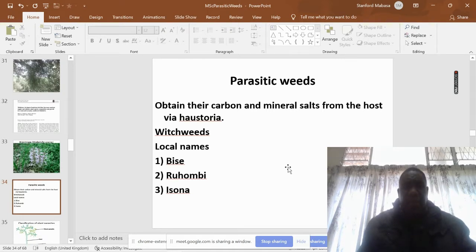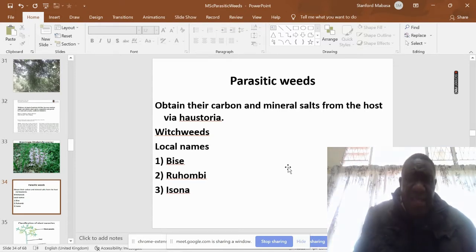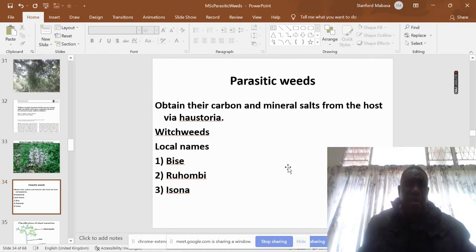Now, parasitic weeds obtain carbon and mineral salts from the host via a special structure known as the haustoria. We've got local names for the witchweeds, which is the common name. Bise, Roombi, Isona. These are the local names in Zimbabwe.